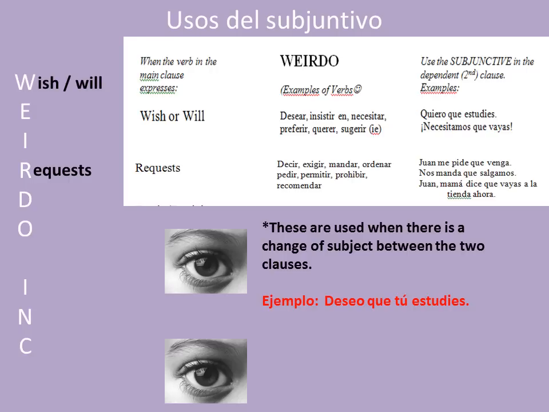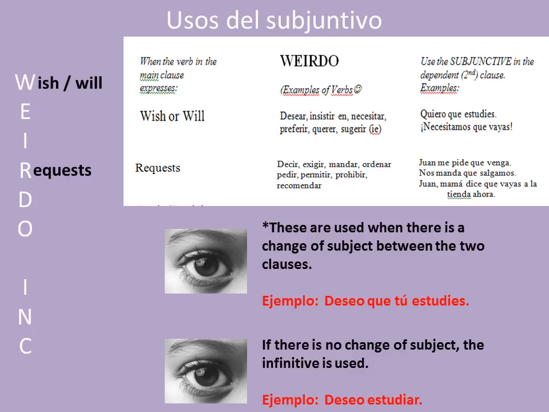Look at the two examples that I put there. Yo quiero que estudies. I want you to study. Necesitamos que vayas. We need you to leave. So it's our need imposed upon somebody else. Deseo que tú estudies. I want you to study. Now I'm going to show you what happens if there's not a change of subject. If there's no change of subject, we go back to Español 1, Español 2, and we use the infinitive. Yo deseo estudiar. I want to study. You cannot say yo deseo que estudie. I want myself to study. You just leave it unconjugated.